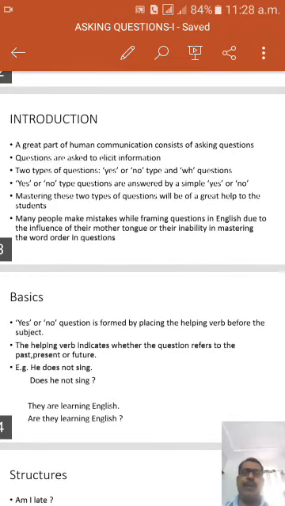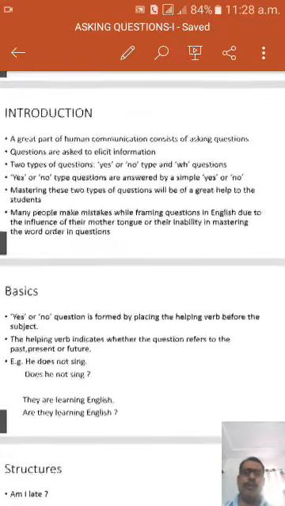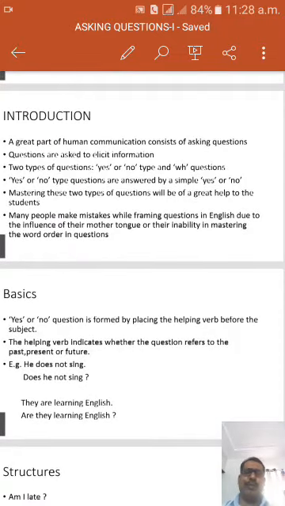So, the importance of learning how to frame proper questions, correct questions. Questions are asked to elicit information. Yes, you want to get information, you want some information to do some work, to continue some work. So, you elicit information by asking questions. You seek information by asking questions. You take help from others by asking questions.